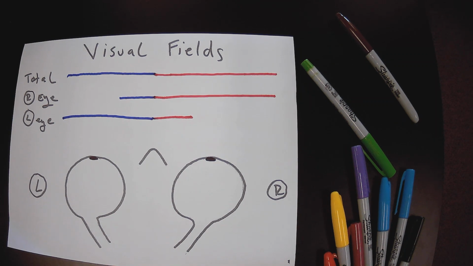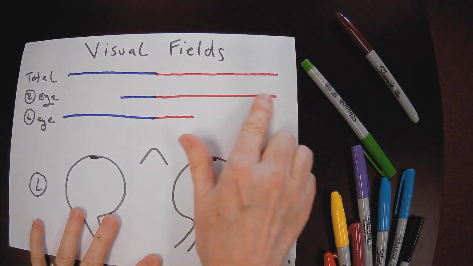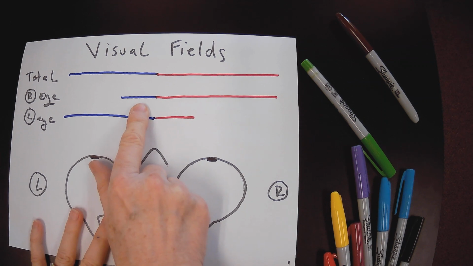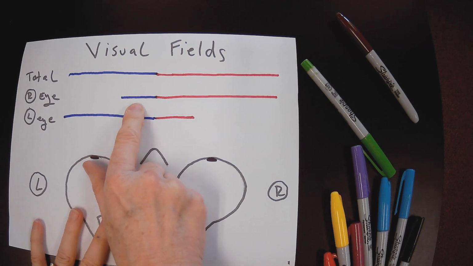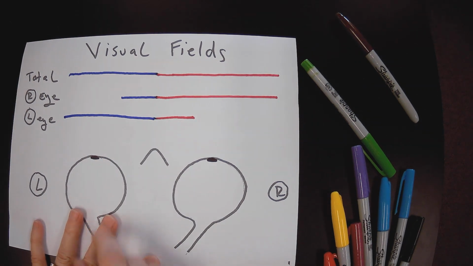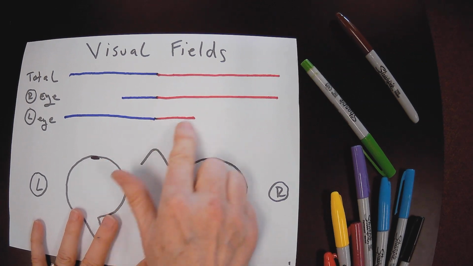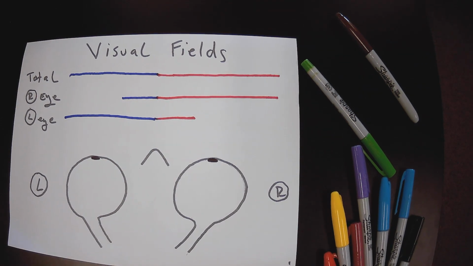So essentially, right eye, you can see your entire nasal and temporal visual field, but you can only see the nasal visual field of the left. Okay, and conversely, left eye sees all the left visual field, but only the nasal visual field from the right.